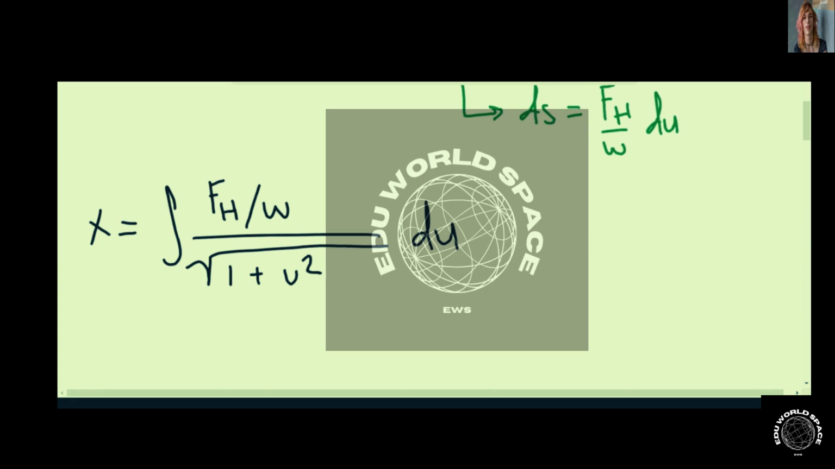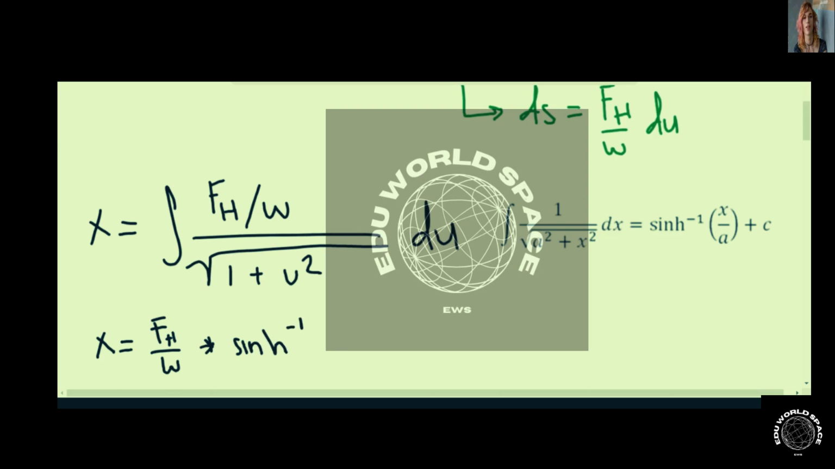The integral for this function looks a lot like the integrals that are used for trig functions. In fact, the answer to this is the inverse hyperbolic sine of x over a plus c. So our equation becomes x equals F sub H over w times the inverse hyperbolic sine of 1 over F sub H times w times s plus c1, all of that in parentheses, plus c2.